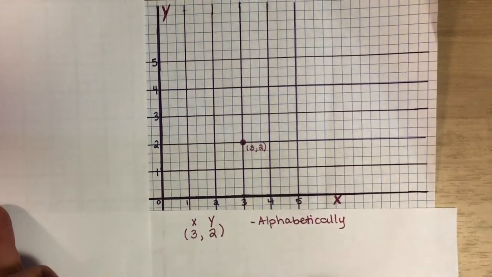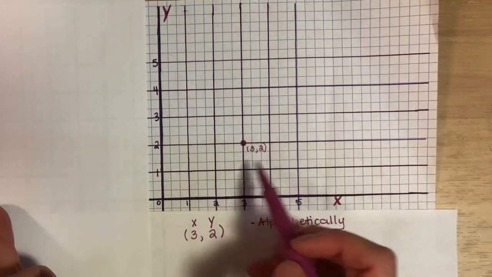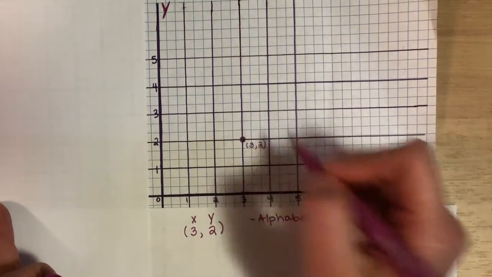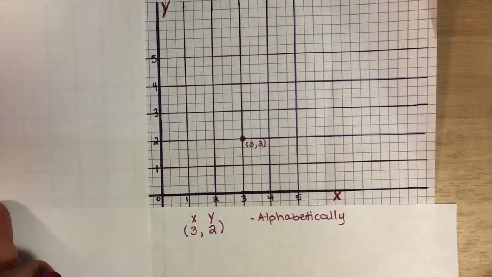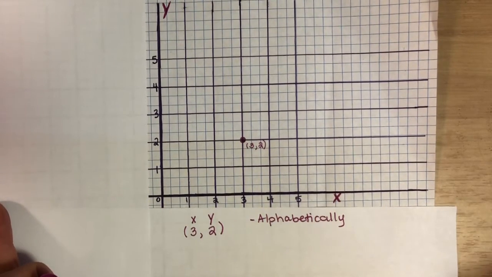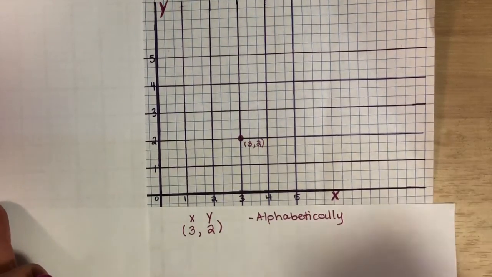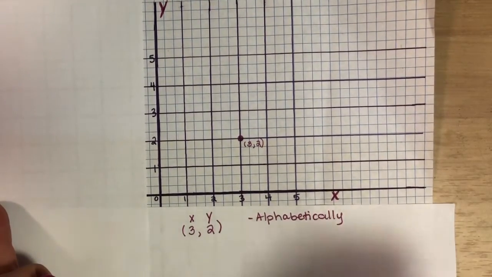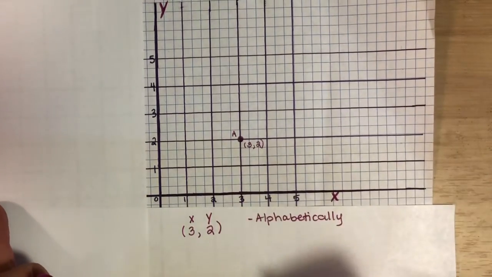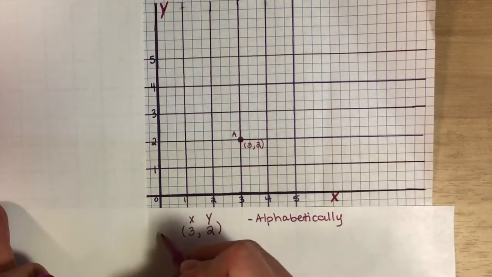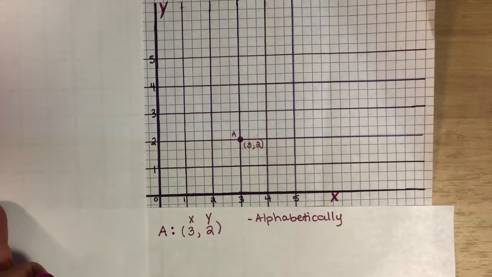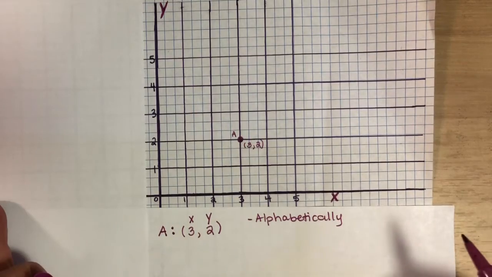Now we learned this already. What we haven't learned yet is that you can name this point. I can call this anything I want. I can call this A, I can call this J, I can call it Z, whatever letter I want. Or I could make it into a star, or a fish, or anything I want. Right now I'm just going to label it A, because that's my first point. So this is point A. I could say you can find point A at (3, 2).